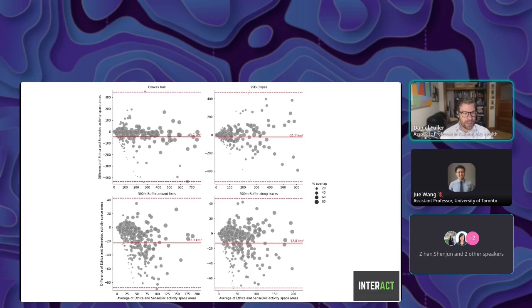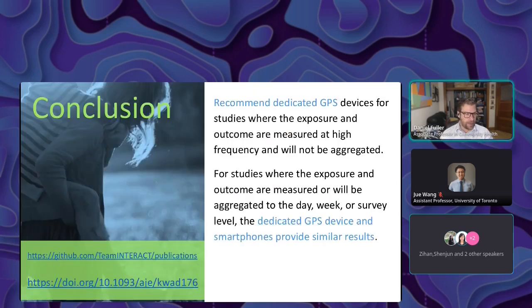Okay, so what does this all mean? This paper is also published in American Journal of Epidemiology, so you can go find it there. And you can also find all the analytic code for the analysis on our GitHub page for the Interact study. But what does this all mean?